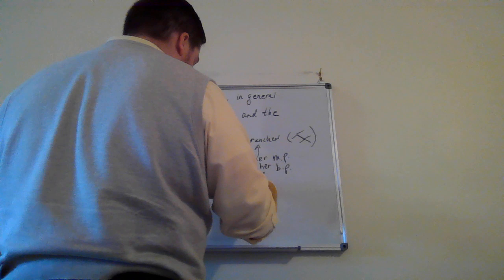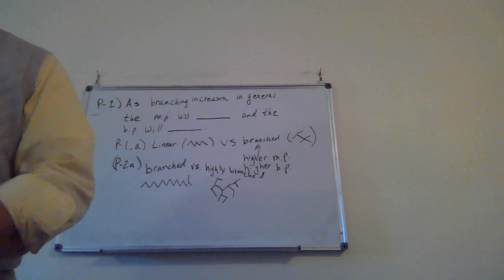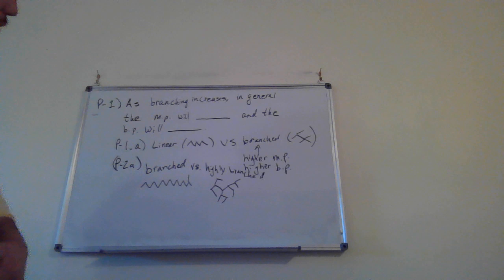1, 2, 3, 4, 5, 6, 7, 8. That's much more branched than that one. This is highly branched, that's just branched. In this case, what do you think would be the case? Well, we know as we increase the branching, there's going to be more and more compactness.